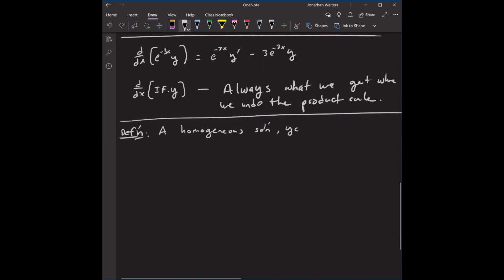We'll call it y sub c, is said to be a transient term if y sub c approaches 0 as x goes to infinity.